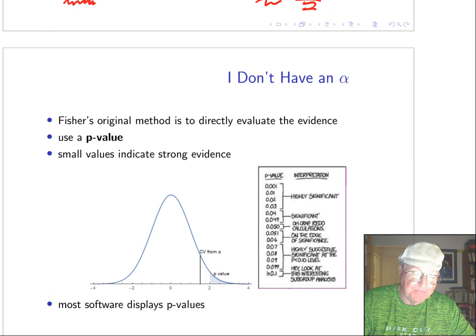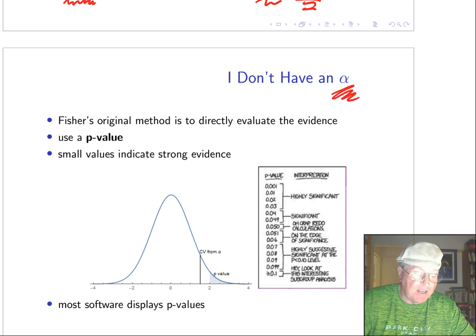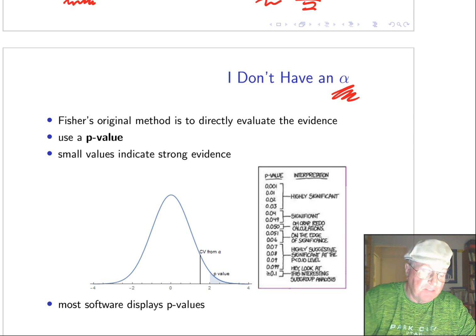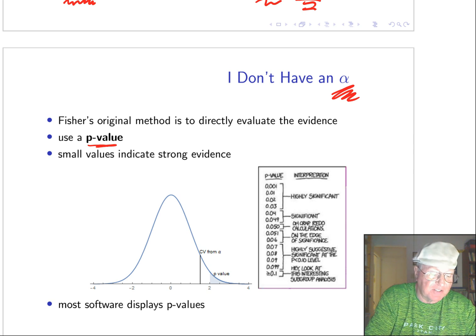Finally, the situation that we all really find ourselves in. What if I don't have an alpha value? Nobody gave me an alpha. What do I do? Well, it turns out that when Fisher invented Null Hypothesis Significance Testing, his method was to directly evaluate the evidence and generate what's called a p-value. A p-value. Okay? P-value measures the strength of evidence.